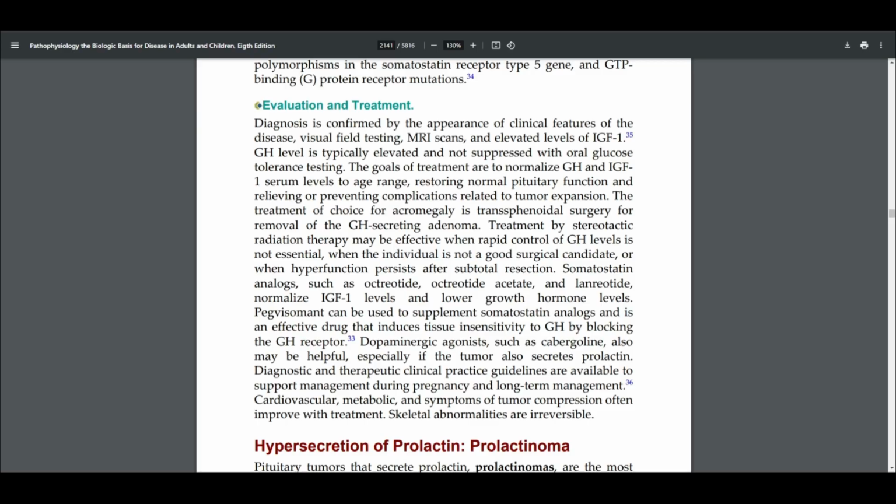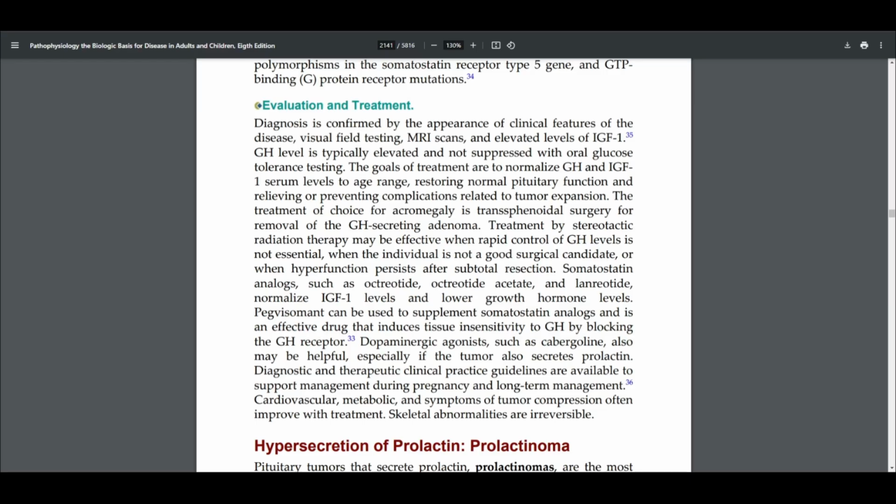Well, the diagnosis is confirmed by the appearance of clinical features of disease, visual field testing, MRI scans, and elevated levels of IGF-1. Growth hormone level is typically elevated and not suppressed with oral glucose tolerance testing. The goals of treatment are to normalize growth hormone and IGF-1 serum levels to age range, restoring normal pituitary function, and relieving or preventing complications related to the tumor's expansion.